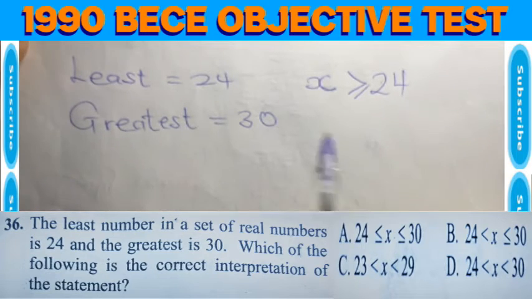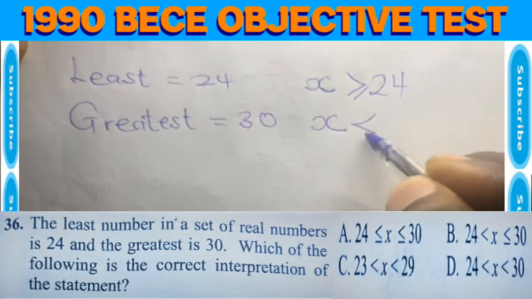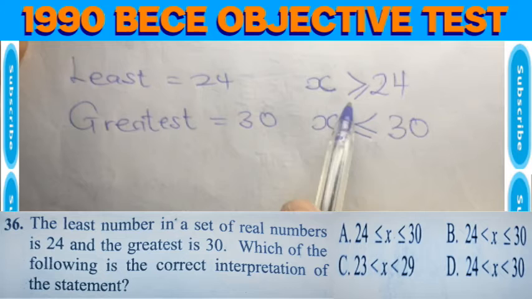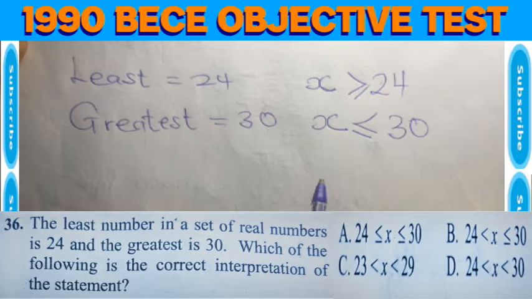And then with those same real numbers, we have 30 being the greatest number in that range. How do we express that in terms of x? All the numbers can be greater than or equal to 24, from 24 upwards, but those numbers shouldn't exceed 30. For that to happen, all the numbers are supposed to be less than or equal to 30. Do we get it? So x is such that x is greater than or equal to 24, and x is less than or equal to 30. That is how we express this.